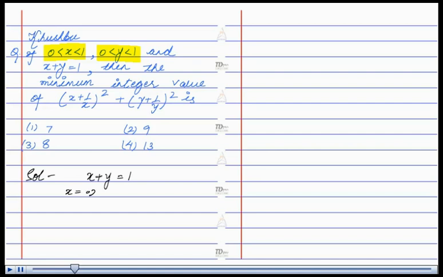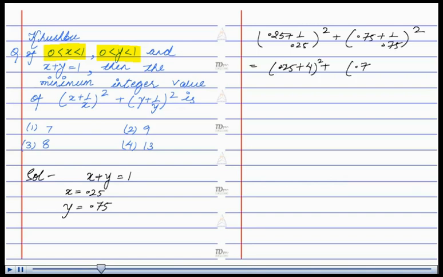so that x is 0.25 and y is 0.75, and substituting the values we get (0.25 plus 1 by 0.25) whole square plus (0.75 plus 1 by 0.75) whole square, that will be (0.25 plus 4) whole square plus (0.75 plus 4 by 3) whole square, or 4.25 whole square plus 2.25 whole square, that will be equal to 5.0625 plus 18.0625, which comes out to be 23.125.